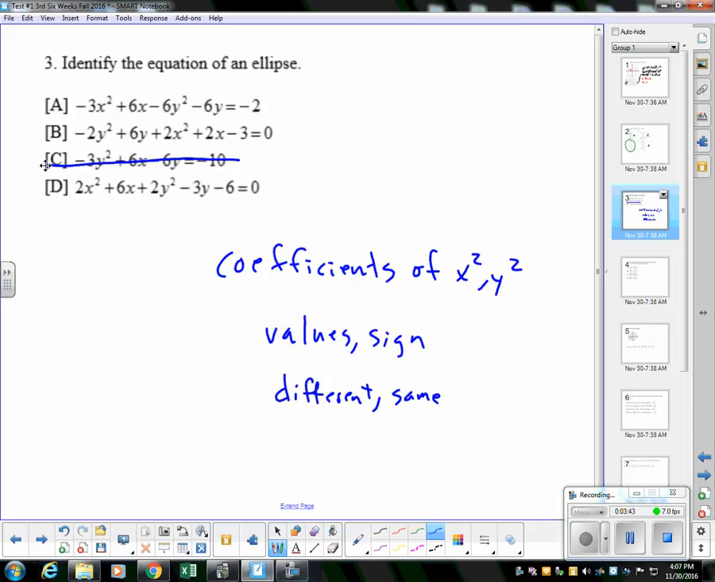Answer choice A fits that because the coefficient of the y squared and the x squared are different numbers. They're 6 and 3. But while those are different, the signs are the same. They're both negative. Therefore, that must be an ellipse. B can't be an ellipse because the coefficients for the x squared and the y squared are the same numbers. They're different signs, but they're the same values. And D, they're both the same values, and the same signs. We want different values, but same signs. A has to be the right answer there.